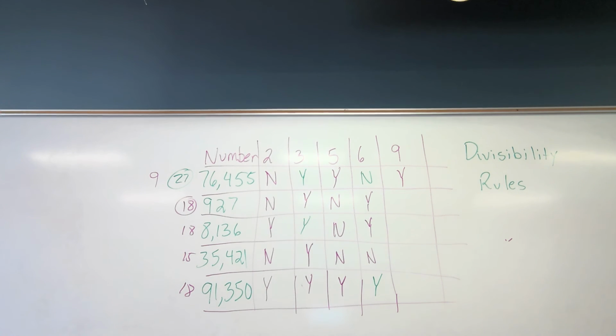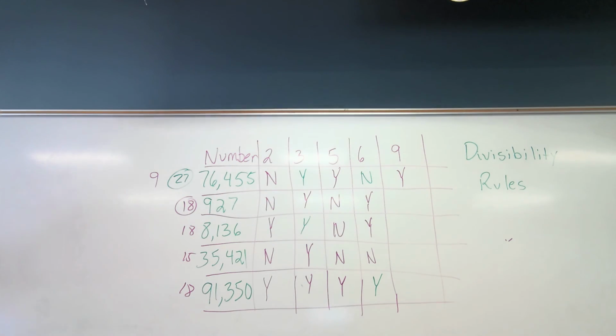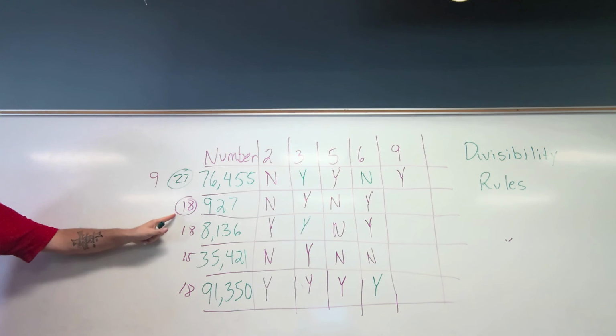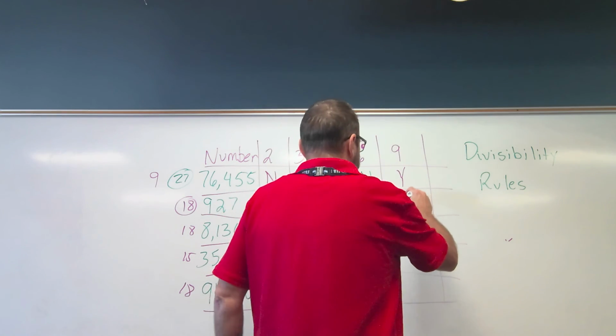Connor, is 927 divisible by 9? Yes. How do you know? Because there's 27 right there, and 3 rows of 9 equals 27. Okay. The rule says if the sum of the digits is divisible by 9. Connor, what is the sum of the digits in the number 927? 18. And 18, yes, is divisible by 9. 9, 18, 27. So yes.